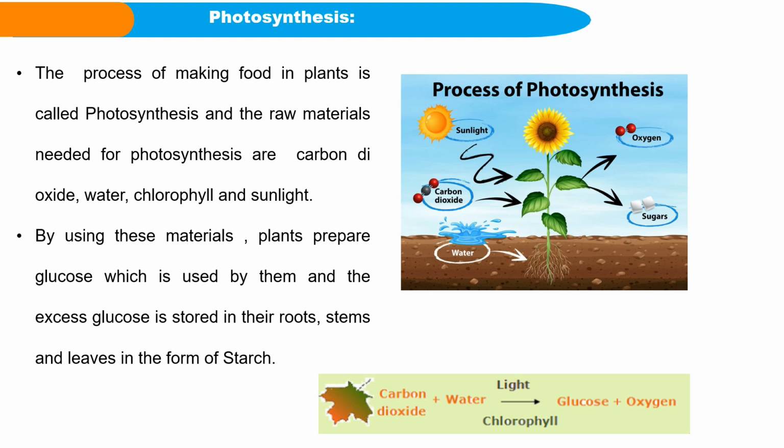This glucose is used by the plants for their metabolic activities, and the excess of glucose is stored in the form of starch. So they prepare glucose and use it for their metabolic activities, and whatever excess amount of glucose is there, that is stored in the form of starch, and this starch is stored in their fruits, seeds, leaves, roots, etc.